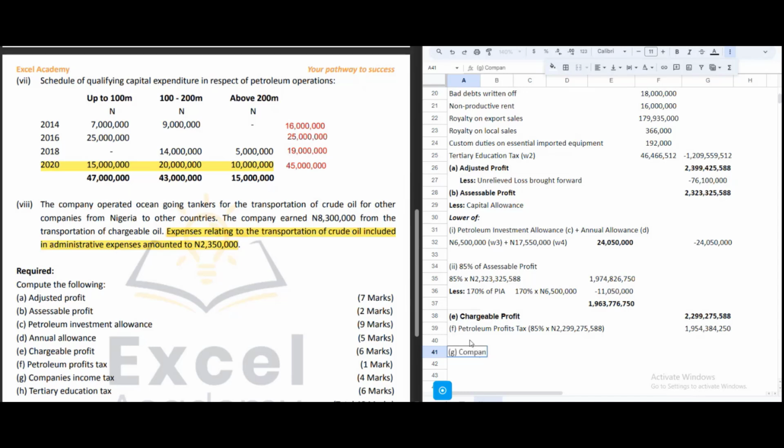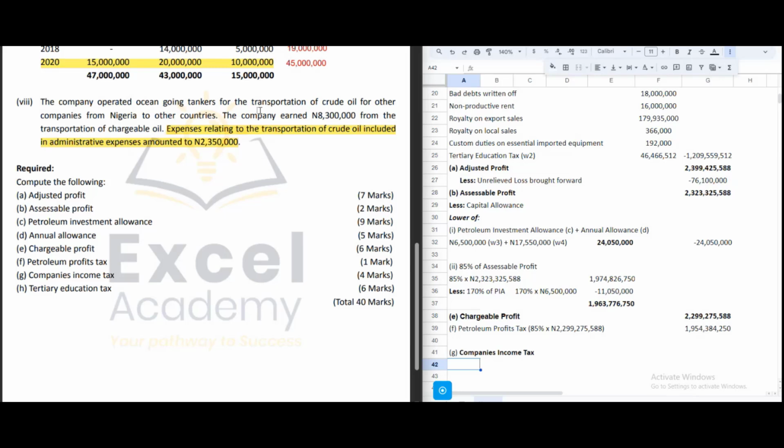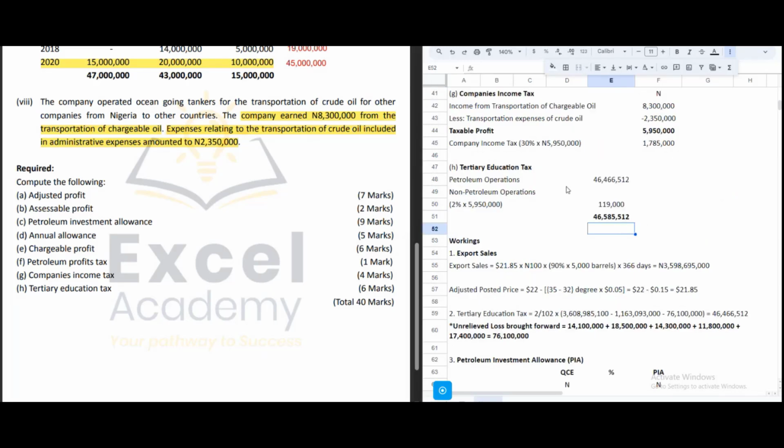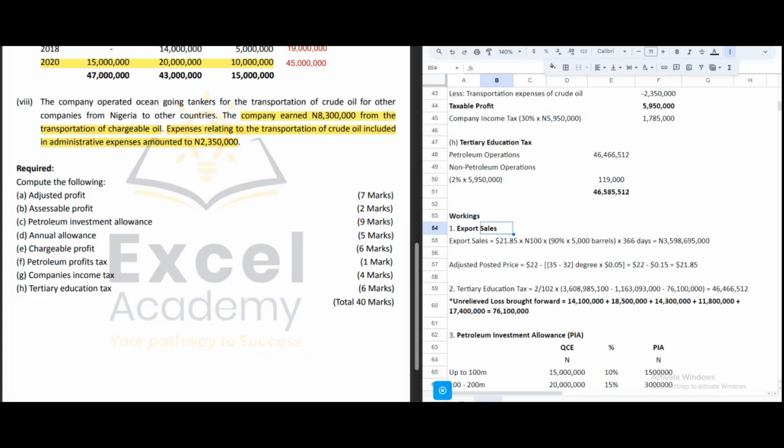For G, we're asked to calculate the company's income tax. In this case, for the company's income tax, we're told that the company earned 8.3 million from transportation of chargeable. So here is the tertiary education tax, to be broken down into two: the petroleum operations and the non-petroleum operations. The petroleum operation is the one we did earlier, 6,466,512.